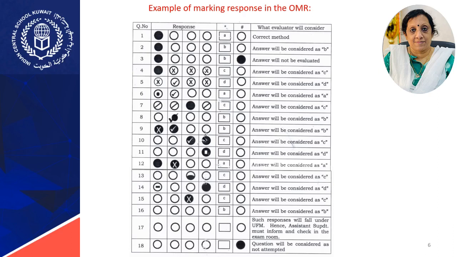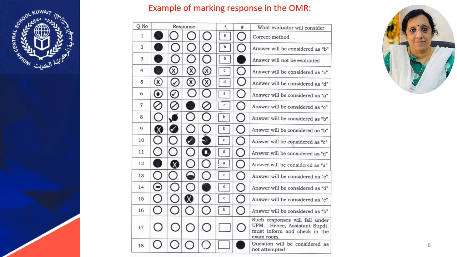Now see question number 3. Here what we have, you circled A. You wrote there B in the box. And what else did you do? You also darkened the circle under the hashtag. Now when you darken the circle, your answer will not be evaluated.